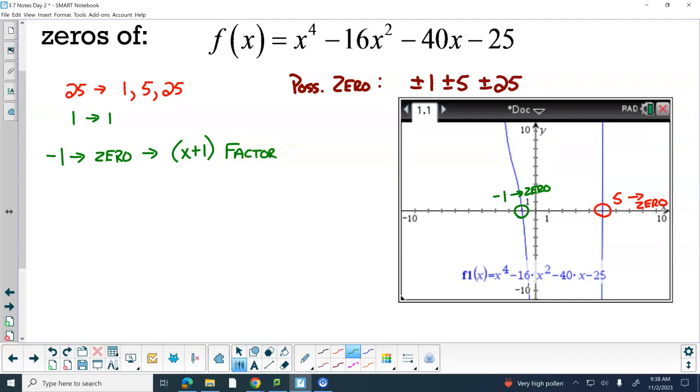All right, let's find it. So if we do -1 is my 0, what are my coefficients in the function? What are the coefficients? Zero first. Yep, because we got to have the 3, then -16, then -40, then -25.